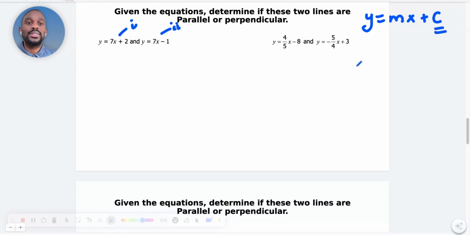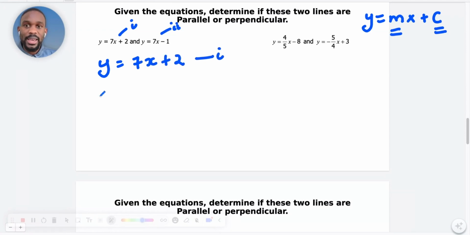So c here is the y-intercept, if you remember my previous video about this. If the equation is in this format, m will be the slope, right? If the equation is in that format, I can tell the slope just by looking at the value of m, which is the coefficient of x. So here, equation 1, what's the value of m? y = 7x + 2. That is equation 1. If I compare it to y = mx + c, m in the first equation is 7. Let me call it m1.